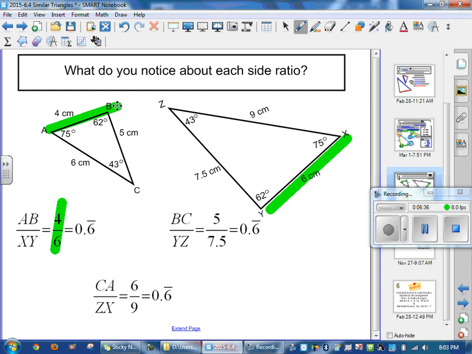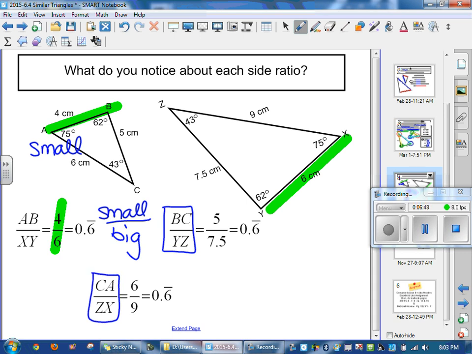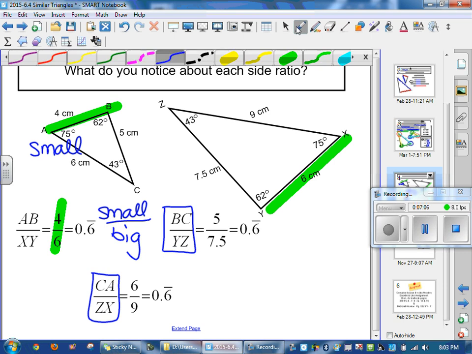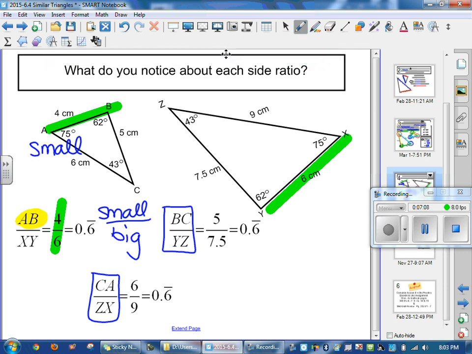So, for example, AB comes from my small triangle, so that means I've got small over big. That means for BC and for CA, I need to have small triangle letters over big triangle letters when I match them again. I can't start switching them and putting big over small. It must stay the same way to compare all three sides. So I keep all of my small triangle letters on top. All of my small triangle sides are the AB, the BC, and the CA. Notice they are all on top, so I've done the matching correctly.